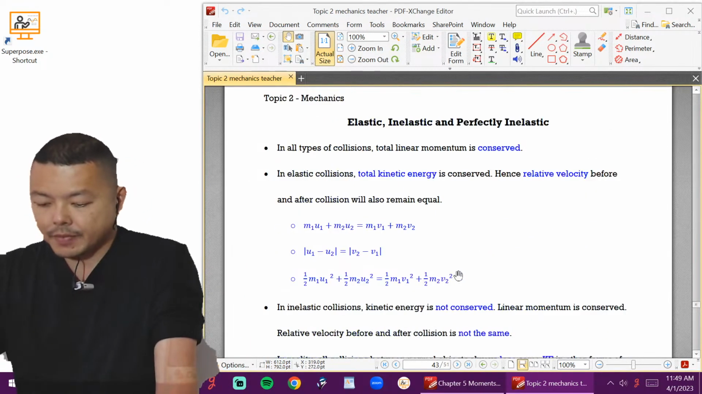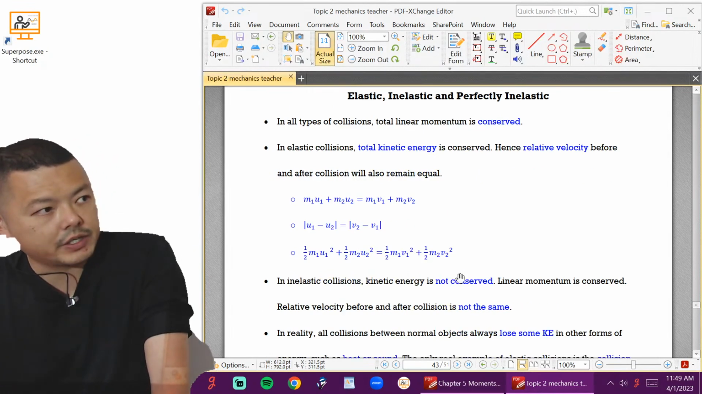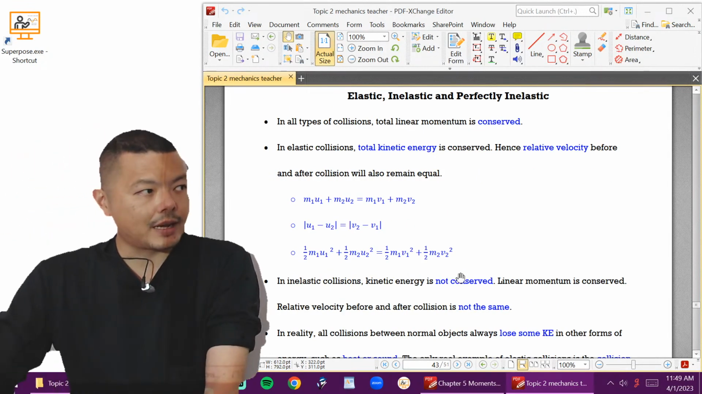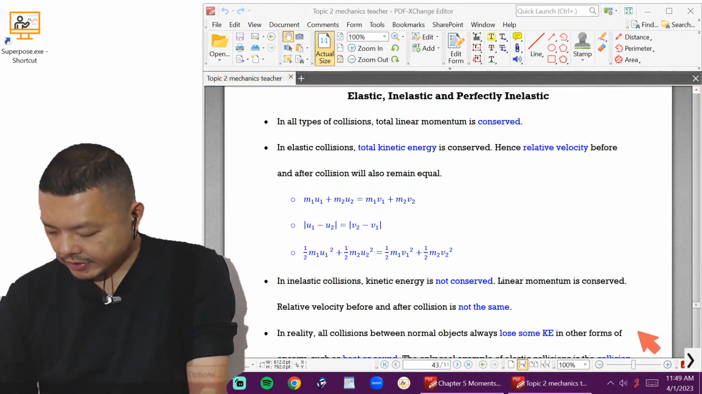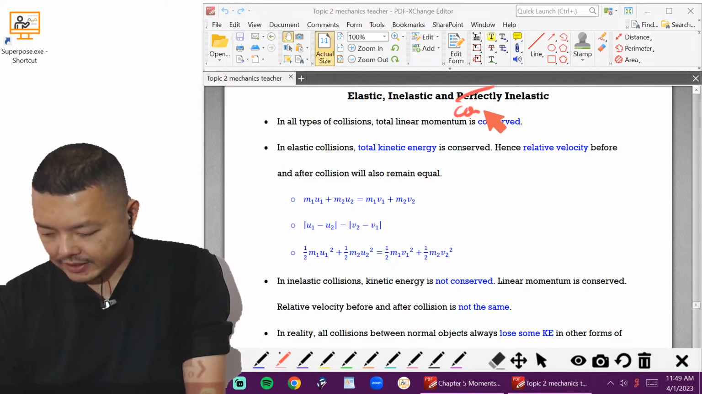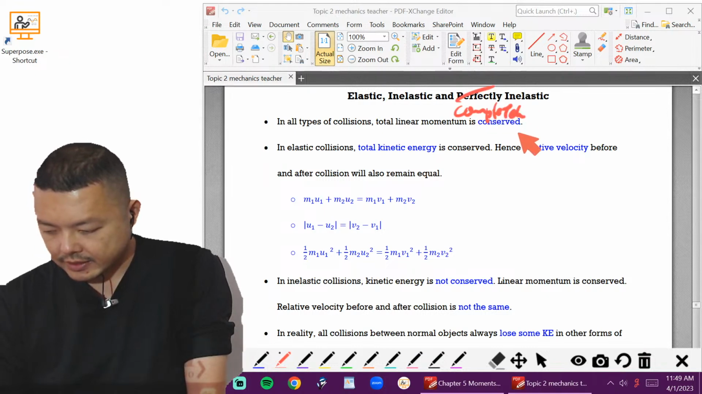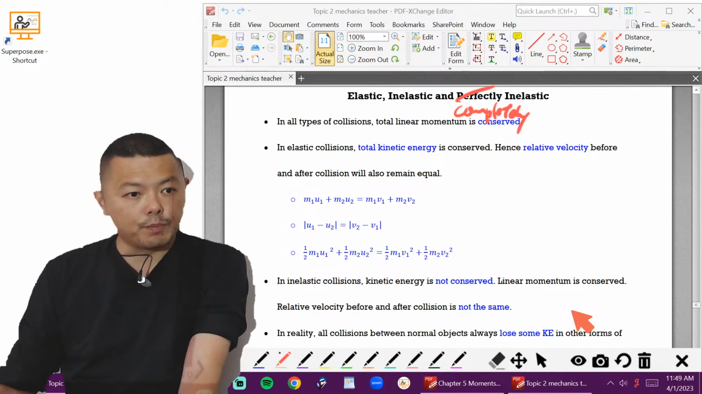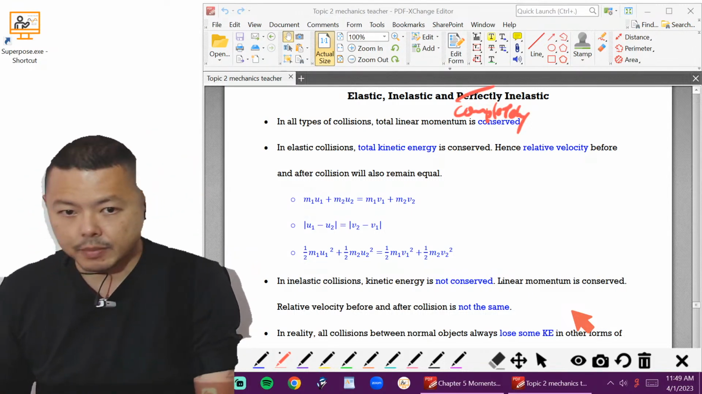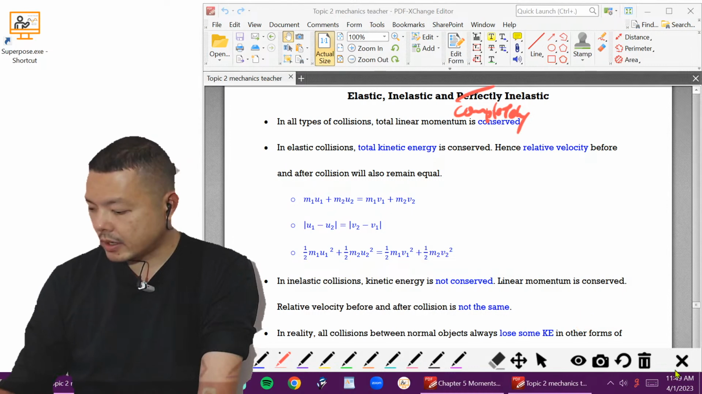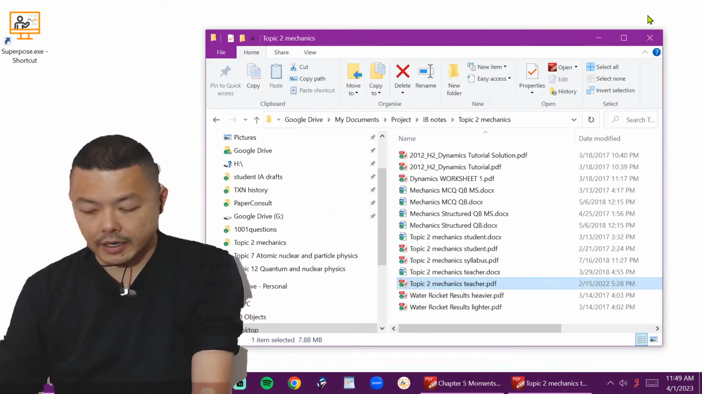So recap. How many types of collisions do you have? You have three types of collisions: elastic, inelastic, and perfectly inelastic. Or rather, nowadays I like to change it to completely inelastic. Did I give you an example for a bullet and a box? No, I didn't do an example of a bullet and box. Okay, so I'm going to do that now.